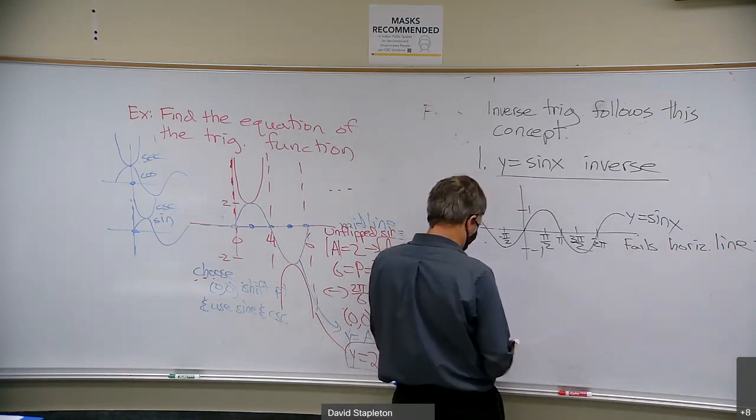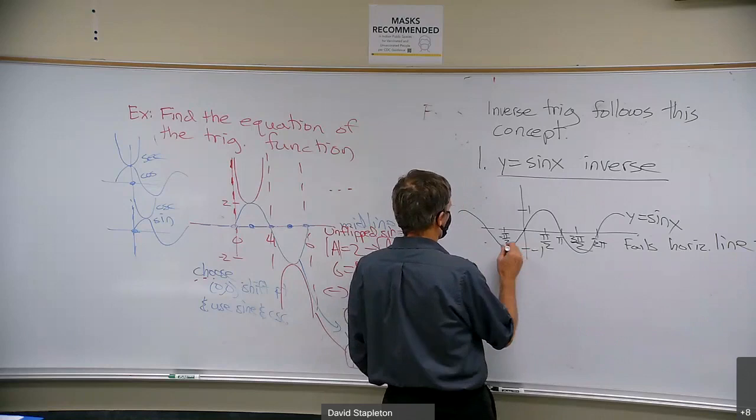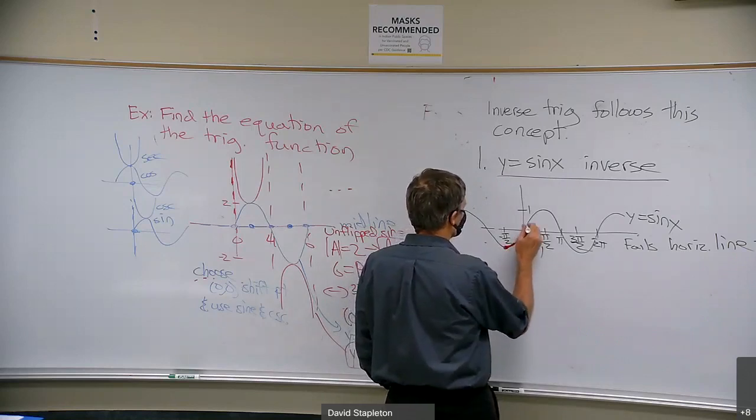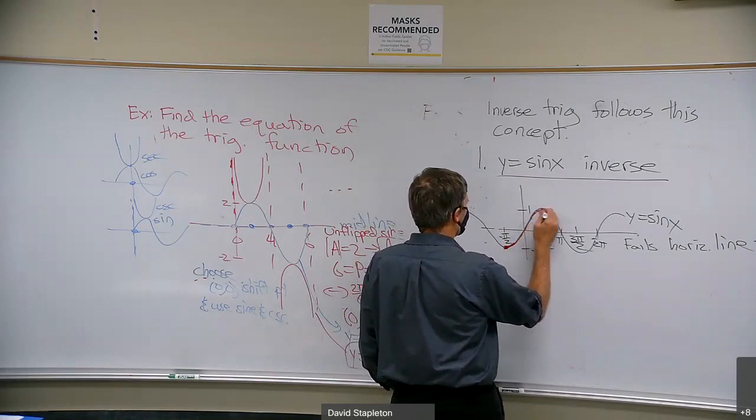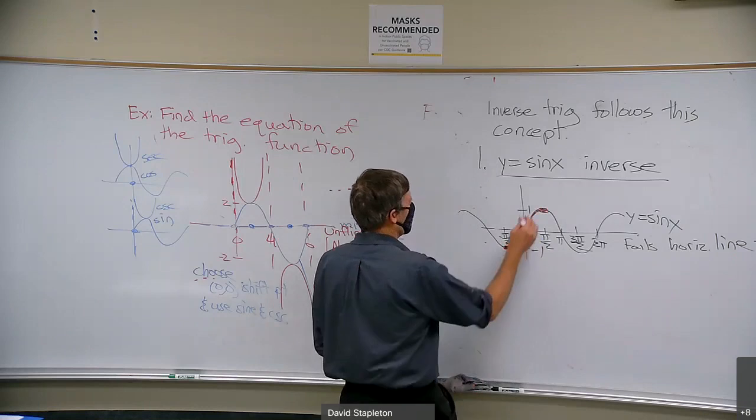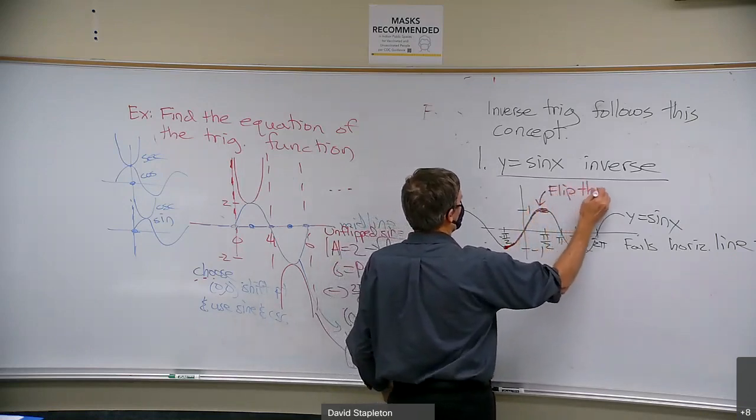But if we were to take a piece of it, let's take the longest piece we can near the origin, but no horizontal line intersects more than once. We could take this piece right here, which goes evidently from minus pi over 2 to pi over 2. Well, let's instead flip this piece over y equals x and get its inverse.